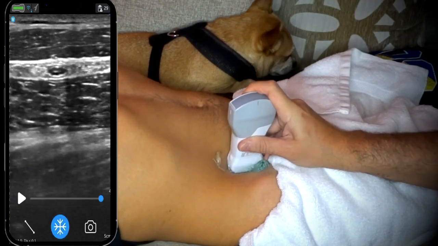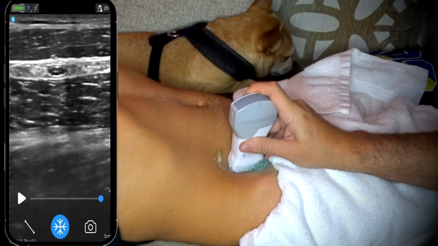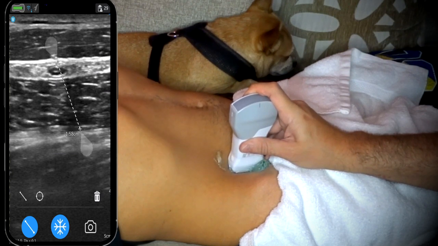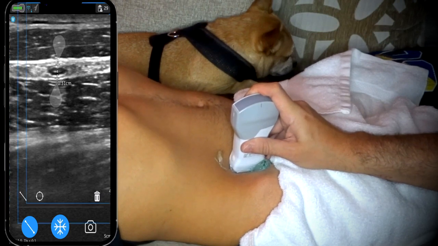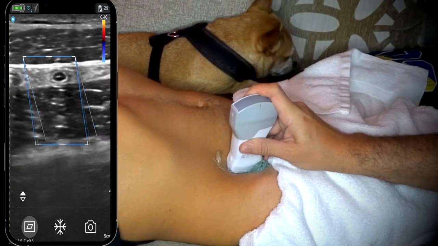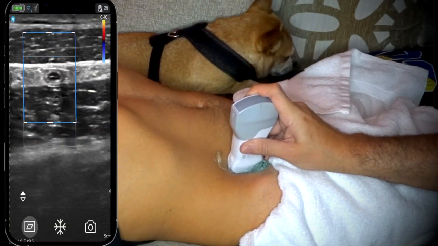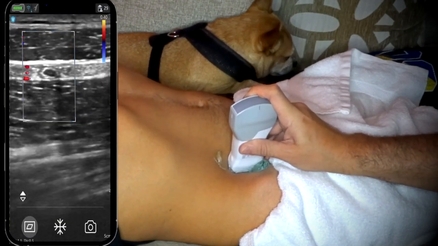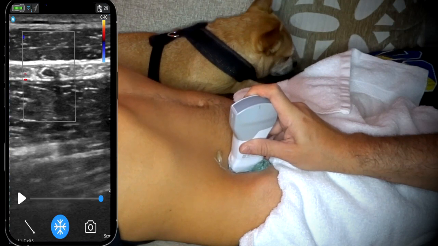Compress. It's already compressed, so it doesn't have to. You can't compress it anymore. So that's going to be about 3 millimeters. So take that. Good. Beautiful. Put color. Good. Take that.